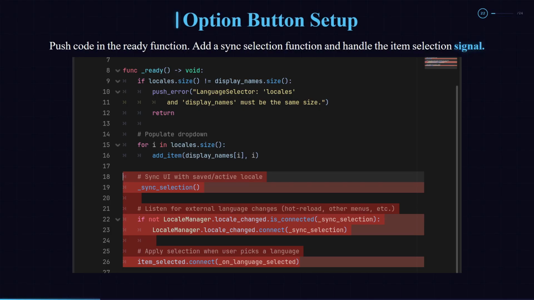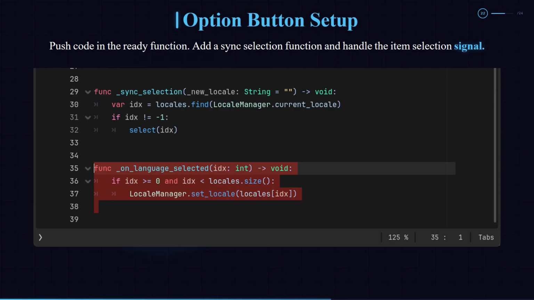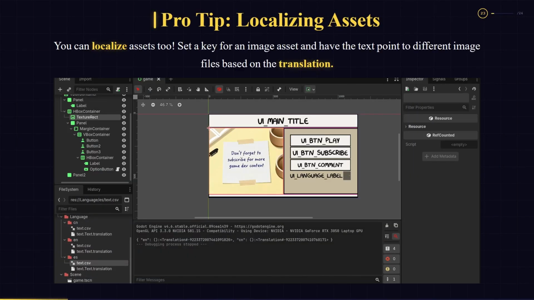Now that we have everything set up, we can put the following code in the ready function of our options button script. Next, we add a sync selection function. Finally, we add an on-language selected function to handle the signal fired when picking an item from the option button drop-down menu. Now for a quick extra tip, I'll quickly go over localizing assets.